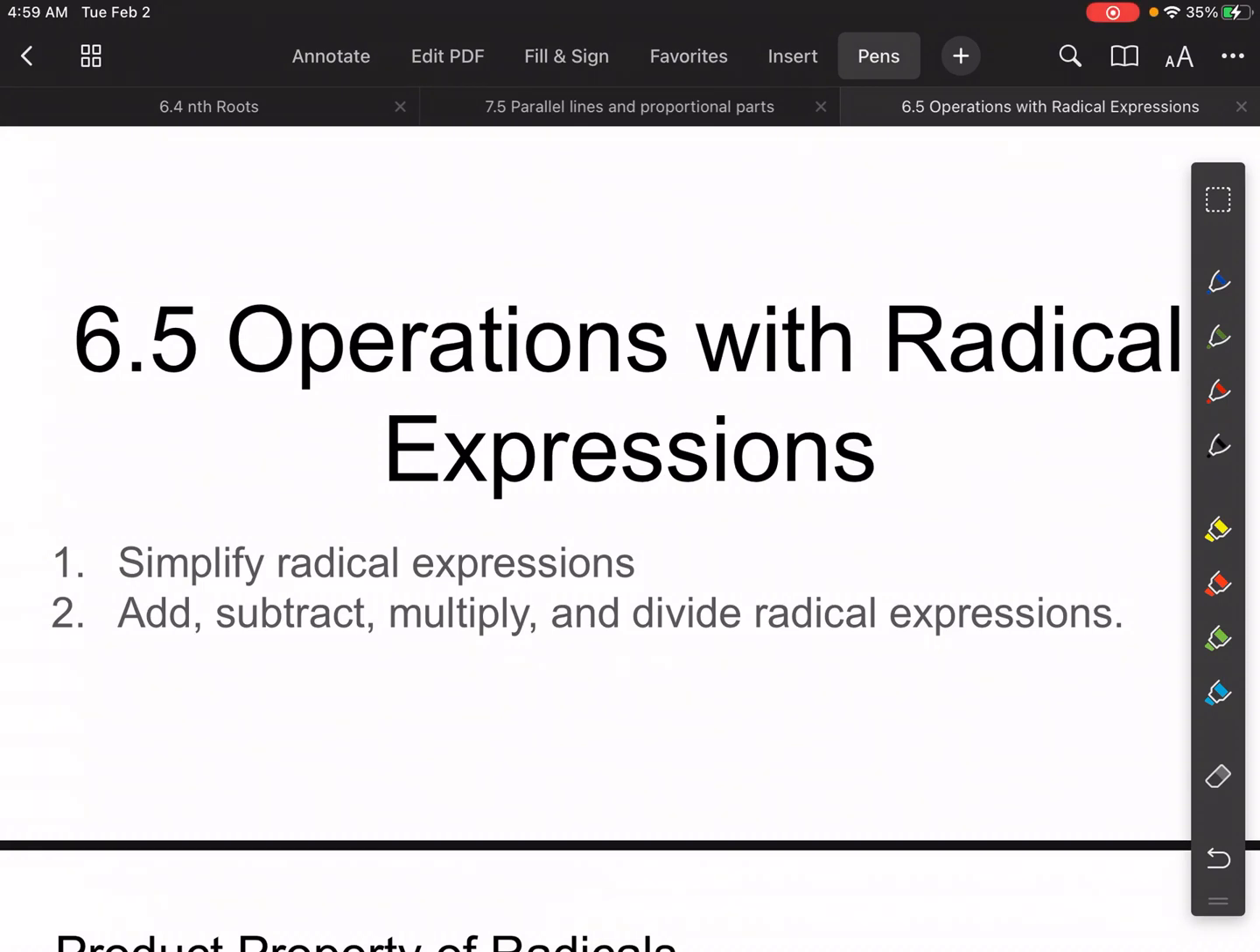Alright guys, for 6.5, operations with radical expressions, buckle up for a little bit of a longer lesson. Only two objectives though. We're going to simplify radical expressions, and then we're going to add, subtract, multiply, and divide radical expressions. So here we go, let's do this.